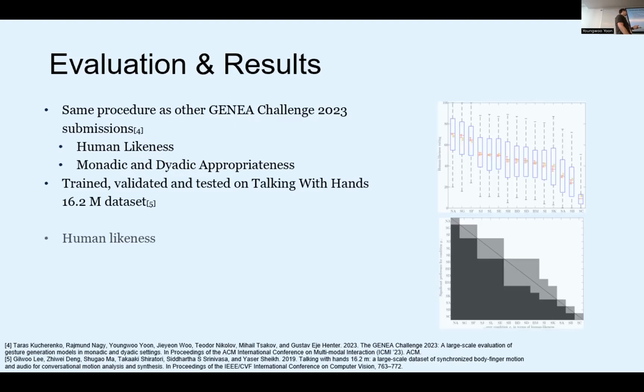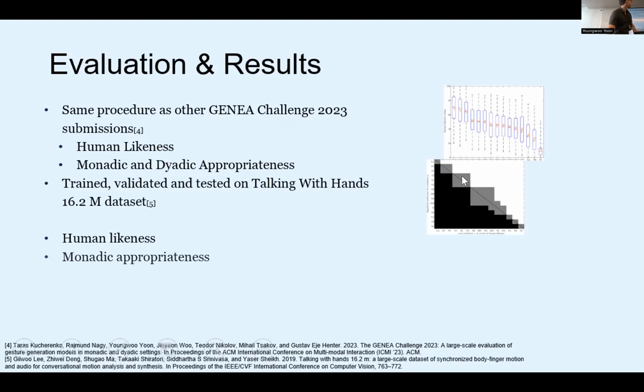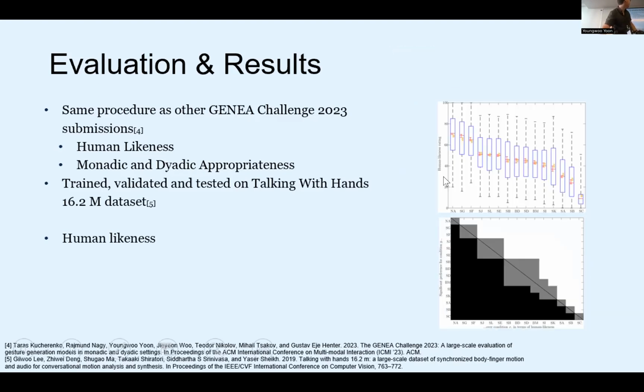Only talking with hands dataset. So as for the results, for human likeness, we are SD, which is not highlighted there because we are deceivingly in the middle of the pack. So you see that we are not significantly better than most of the teams, and we are not significantly worse than most of the teams. So we are kind of like there.